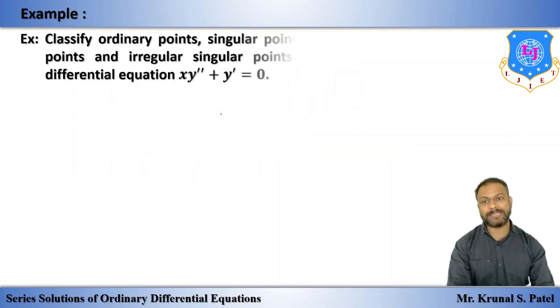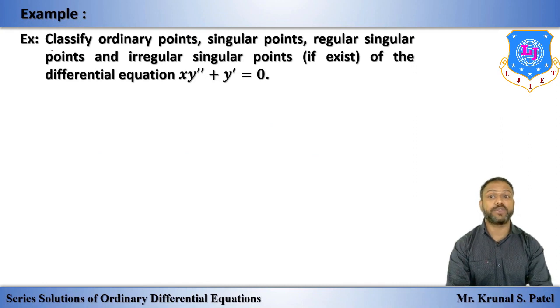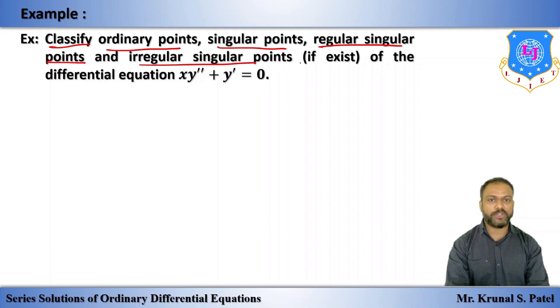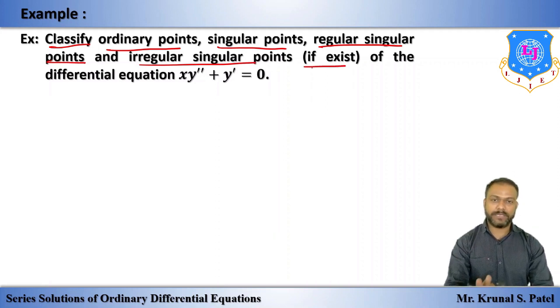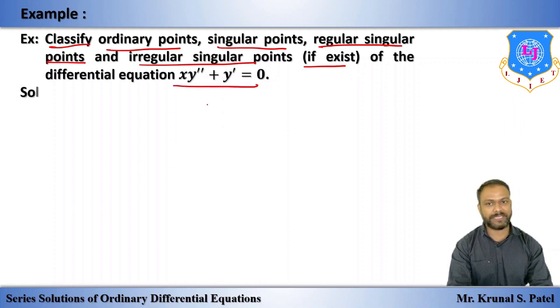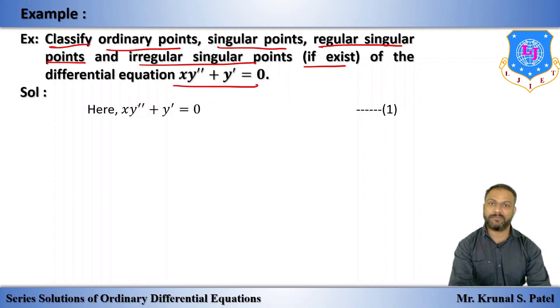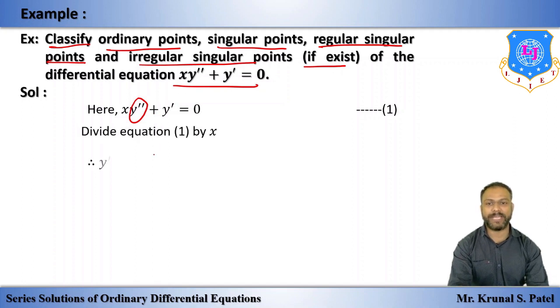Now we have one more example. This was already asked in the GTU examination 2019: classify ordinary points, singular points, regular singular points, and irregular singular points if they exist. Okay, so whatever exist, you have to find for this differential equation. So first, the same, we will start with the equation, and as we discussed, we have to make the coefficient of y double dash 1, so we will divide this equation by x. So we have y double dash plus 1 by x y dash only.